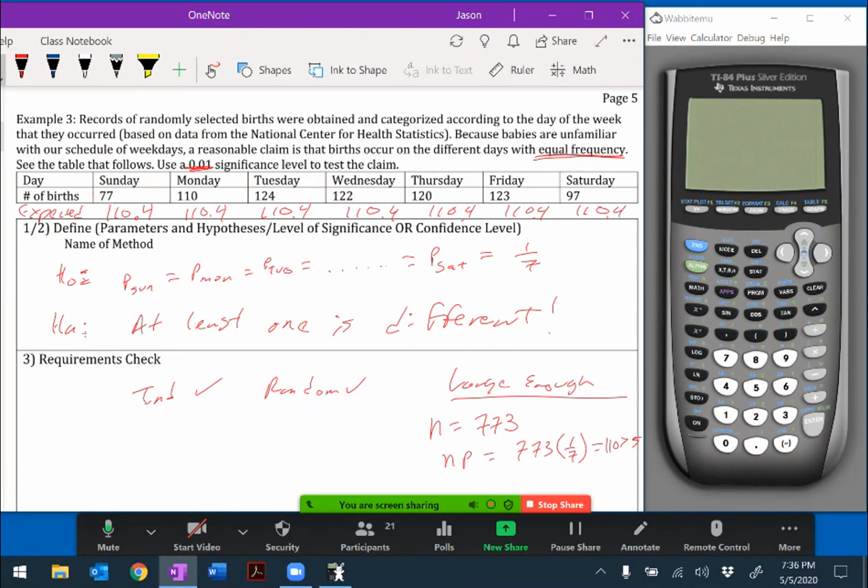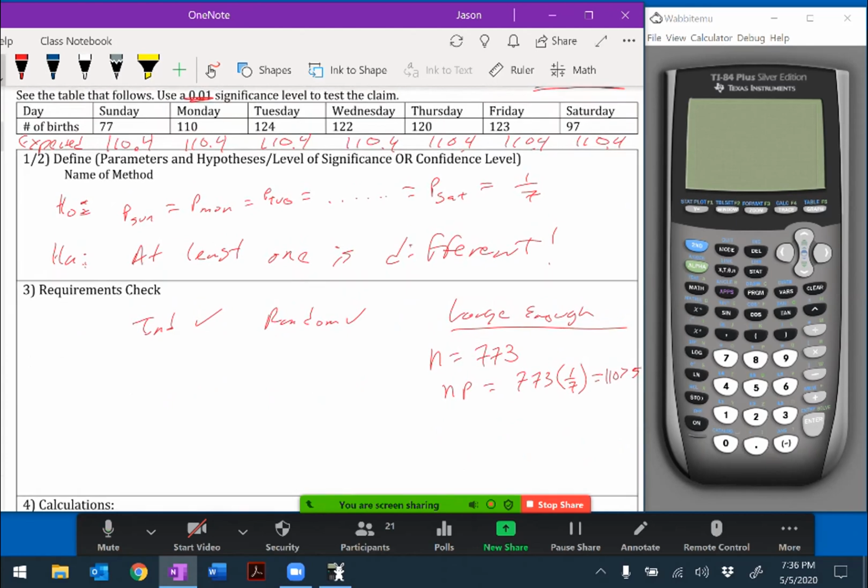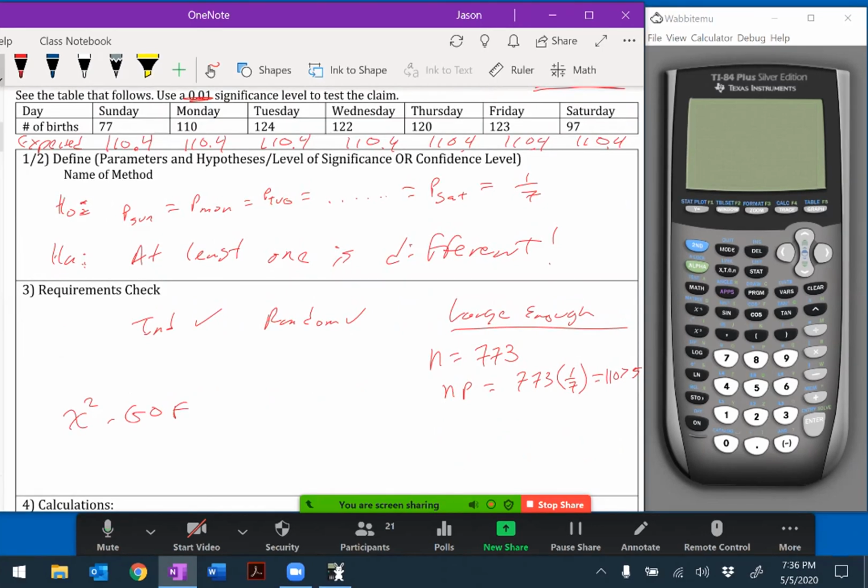So here I'm going to use a chi-squared goodness of fit test, because I just want to compare the observed bursts to the expected bursts, and we can easily calculate the expected for each of these days. Just think of it like the M&Ms. It's a blue or a red or a green or a yellow.